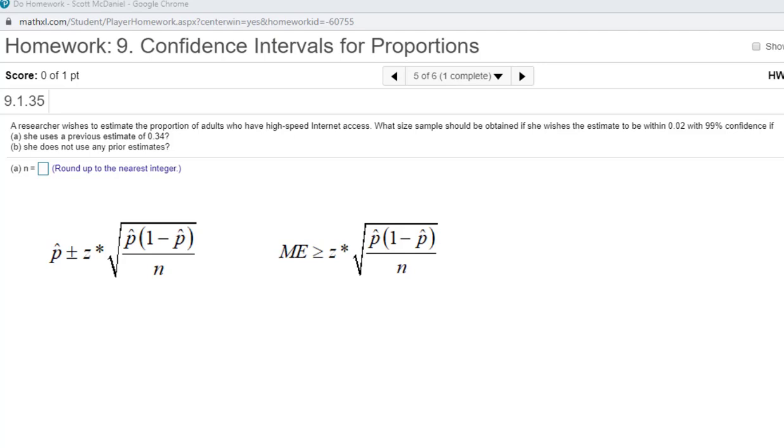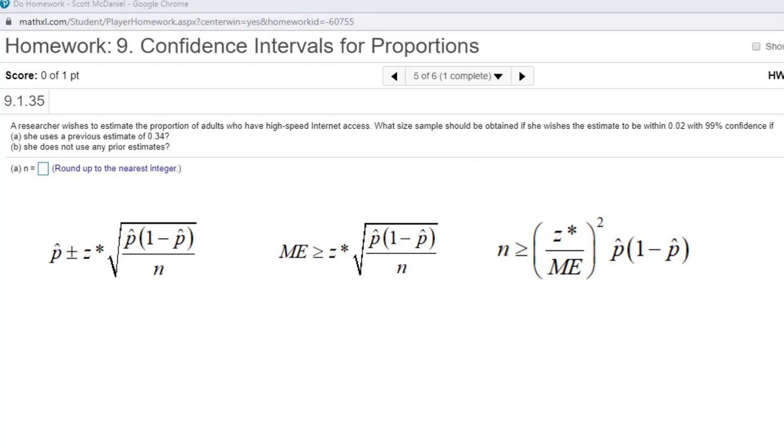So we can use a little algebra and solve for n directly, and we get our formula: n is greater than or equal to z star over ME, squared, times p hat times 1 minus p hat. There is a way that StatCrunch can compute this for you automatically, but I'm going to recommend that you learn how to use this formula and how to use it on the TI. Unfortunately, that's the only way, for testing purposes as of the making of this video, that we're able to do this.